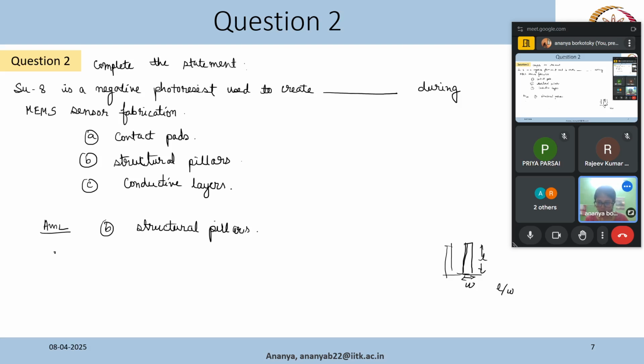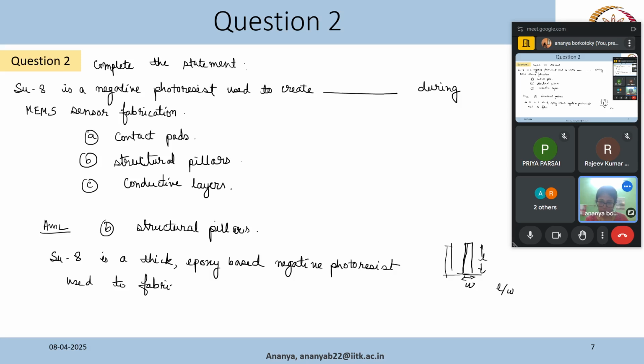So SU8 is a thick epoxy based negative photoresist used to fabricate high aspect ratio pillars and microstructures.